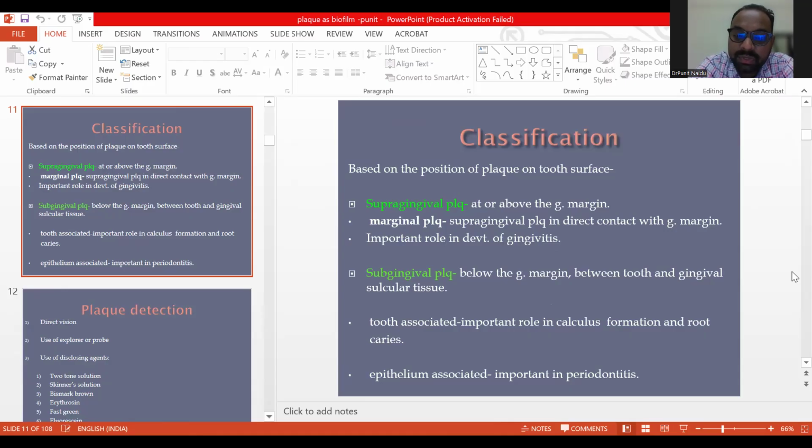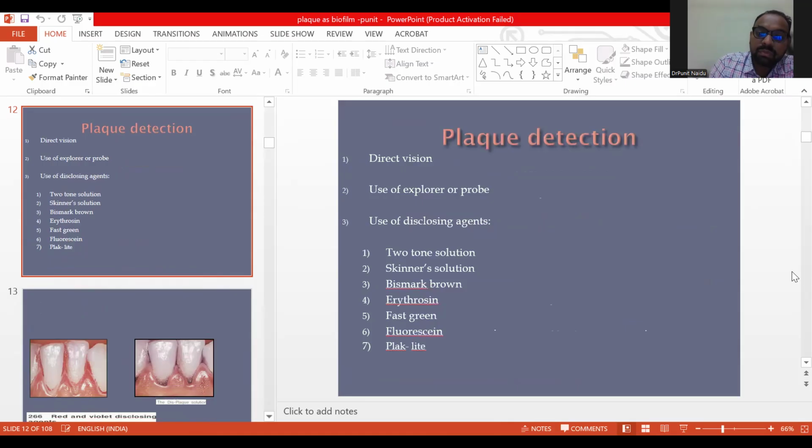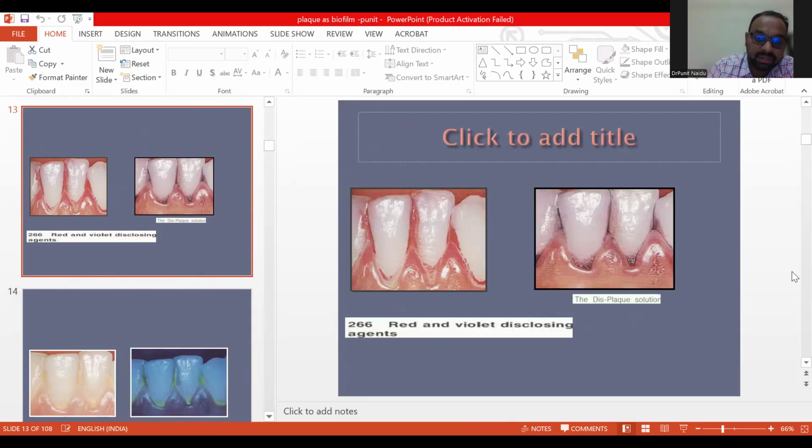These are of two types, tooth-associated and epithelium-associated. Tooth-associated plays an important role in calculus formation and root caries, and epithelium-associated plays an important role in development of periodontitis. Plaque can be detected by various methods. The first one is direct vision. The second one is use of an explorer or probe. And the third one is use of disclosing agents. These include two-tone solution, Skinner's solution, Bismarck solution, erythrosine, fast green, fluorescein, and plaque light.